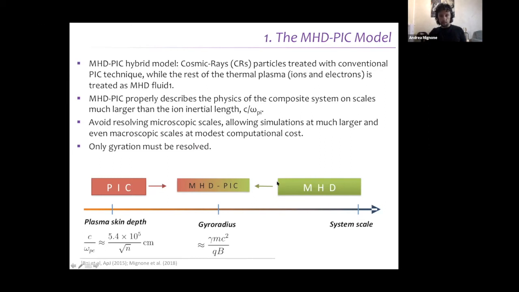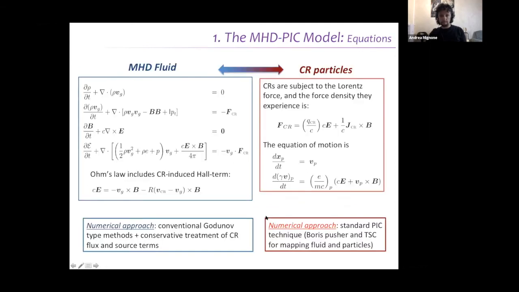So roughly speaking, we can say that if the PIC code are here, the plasma operates at the plasma skin depth and the MHD operates at the system scale, then the MHD-PIC is somewhere in between at the gyro radius system scale, as long as you can take the gyro radius larger than the plasma skin depth scale. Now, if you want to see the details of the equations, then here you are.